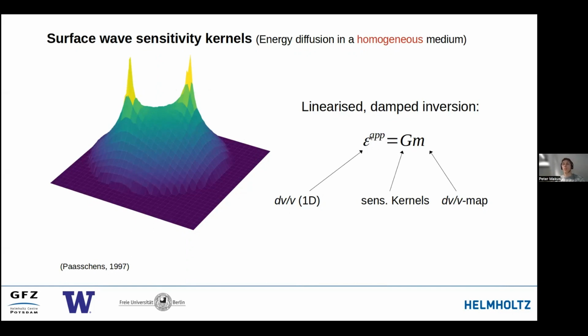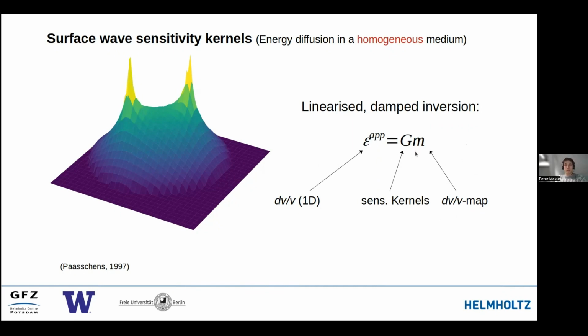So these are the velocity changes we just looked at between two stations. And we have a sensitivity kernel matrix, so a matrix of all of these kernels. And this times the model, so times the velocity change map, should ideally give us the 1D velocity changes. Of course, this would be the idealized forward problem without any noise. But for the inversion, we would have to do a damped inversion at this point.